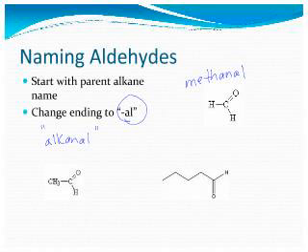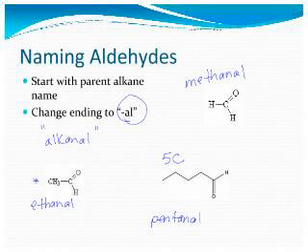All right, let's look at this structure. How many carbons? Two. What would the name of that be if it were an alkane? Ethane. So the name of this as an aldehyde is ethanal. All right, how many carbons in this last structure? 5 carbons. Right. So the name of this aldehyde is? Pentanal.